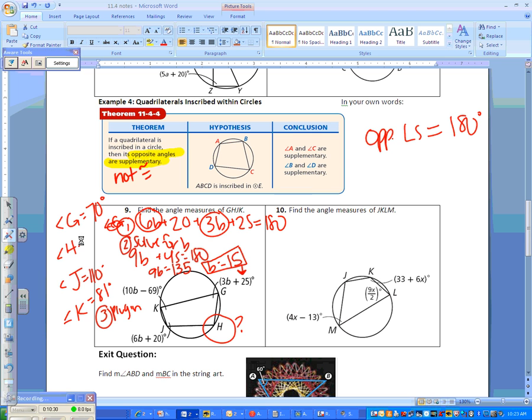And how do we figure out what angle H is? Well, that's got to be 180 minus 81. So that would be, what, 99 degrees? And that's how you figure out what all the angles are. So I know 10 looks a little complicated because we have a fraction, but it is the same 3 steps. First, set the opposite angles equal to 180. Then solve for your variable. Then plug it in. Okay? All right.